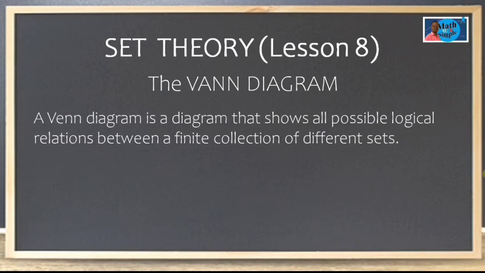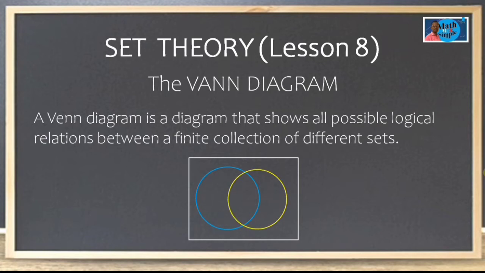Okay, so what is a Venn diagram? A Venn diagram is a diagram that shows all possible logical relations between a finite collection of different sets. And mathematically, we can represent a Venn diagram with a rectangle, and within the rectangle, the subsets of that Venn diagram can be represented by circles.